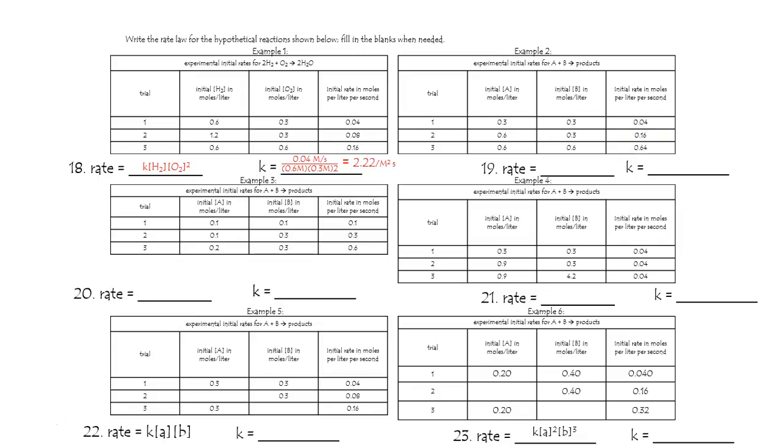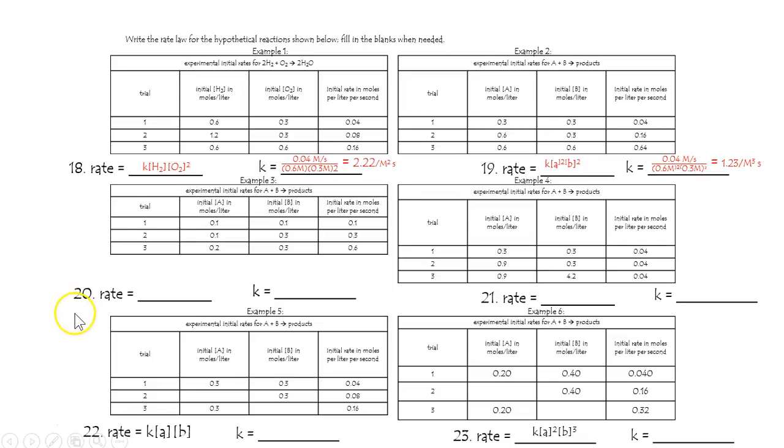2 squared equals 4. And here's trials 2 and 3 where they keep the A constant, which is good, we already know it. And they double B, and that also makes it 4 times faster. It is second order with respect to each reactant. K would equal 0.04 divided by each of those squared, which is 1.23 molar cubed per second.